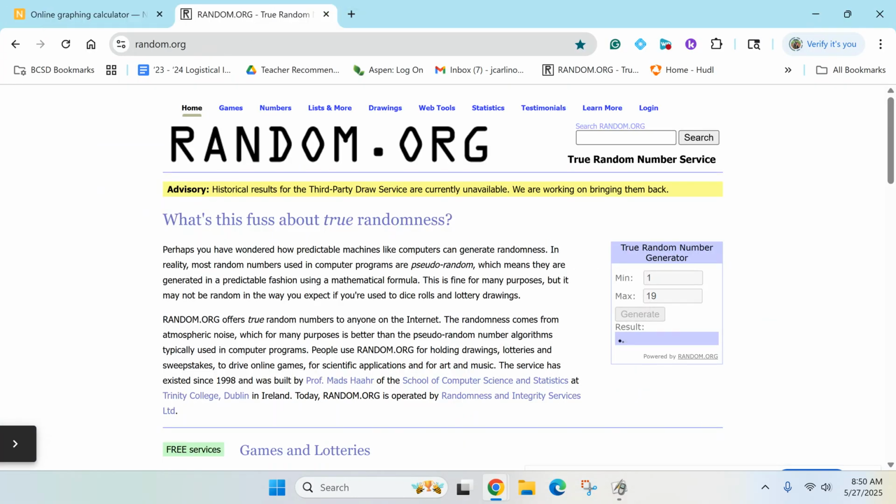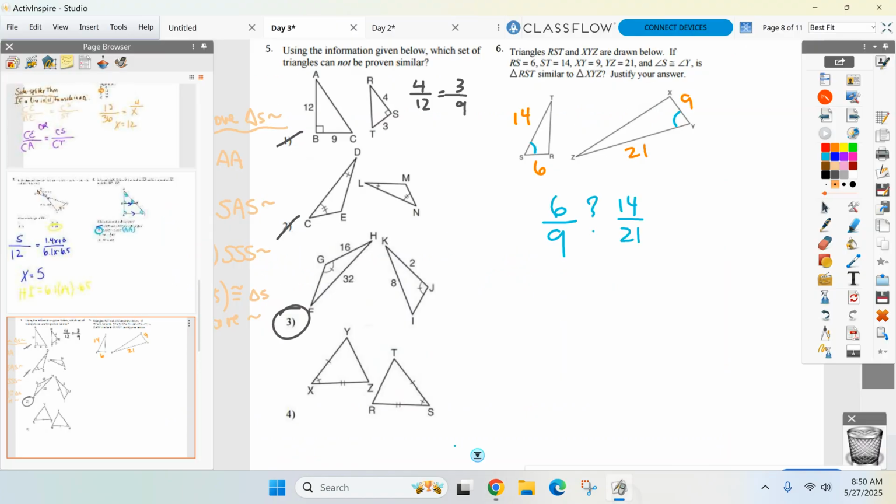Were those sides in the same ratio or not? Here we go. Juliana, what do you think? Were those sides in the same ratio? Yeah. Yes, they were. 6/9, same as 14. So this is a yes. By side, angle, side, similarity. There it is. Questions? Side, angle, side.